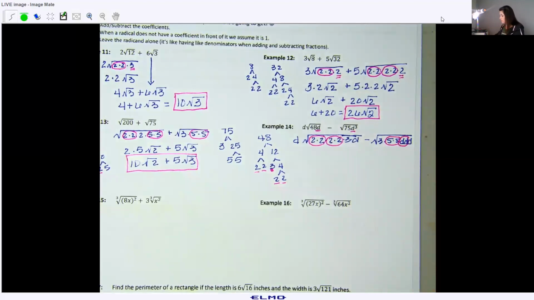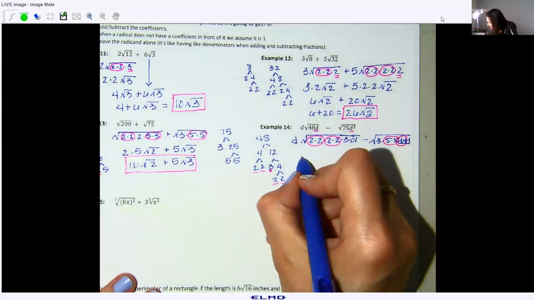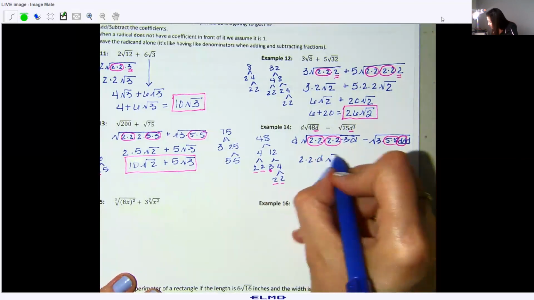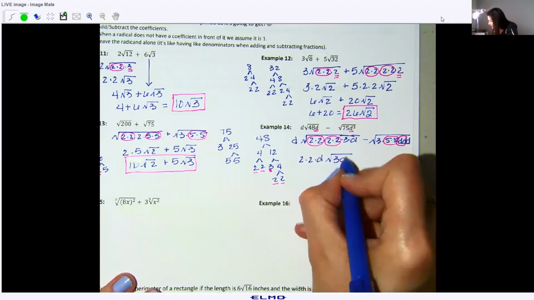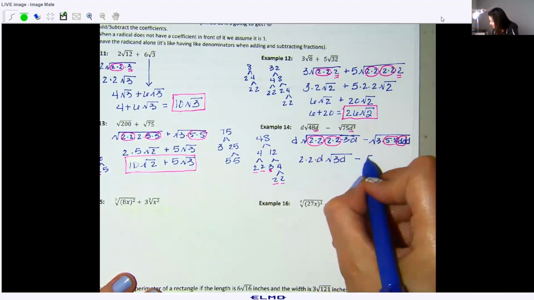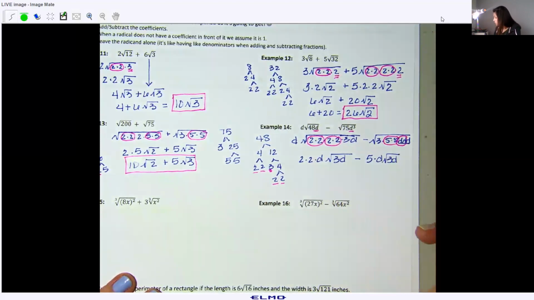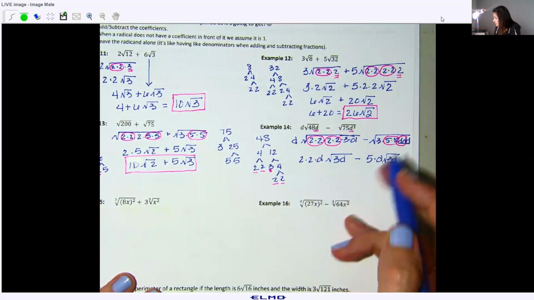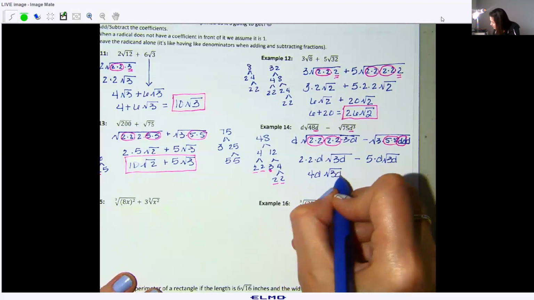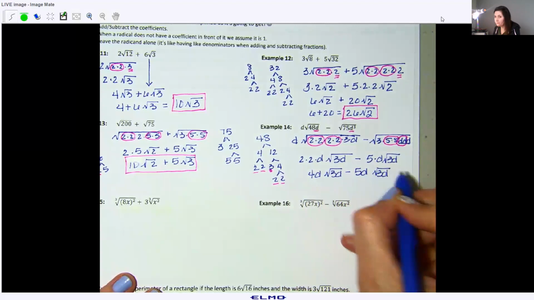Okay, so here I can pull out 2 2s. So it's going to be 2 times the D on the outside. And then I have a 3 and a D left on the inside. On this one, I can pull out a 5 and a D. And I have a 3 and a D left on the inside. So I do have the same radicand and the same index. So 4D square root of 3D minus 5D square root of 3D.